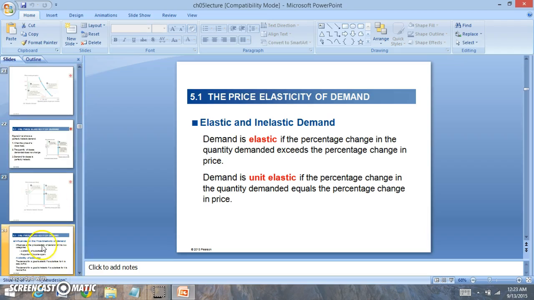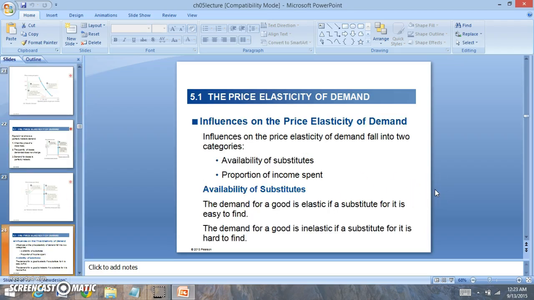Let me look at some of the determinants now of elasticity. What influences elasticity? One of them is availability of substitutes. So the more substitutes that are available at a store, the more the good will be elastic. And why it will be elastic is you can't really raise the price on a product. For example, let's say you go to buy orange juice, and there's 6 brands of orange juice. It's very hard to raise the price of orange juice on one of the brands when there's so much competition. So the store or the brand will be much more focused on not raising the price as much as they could.